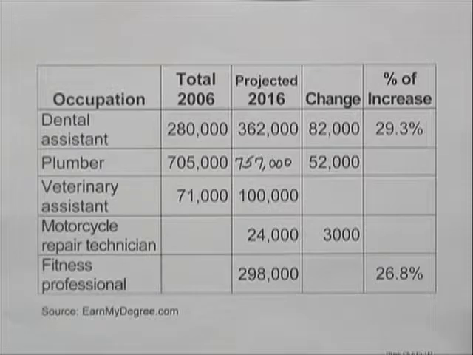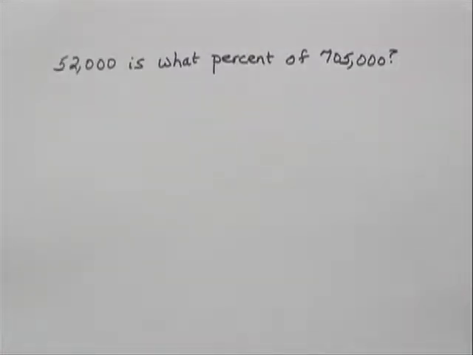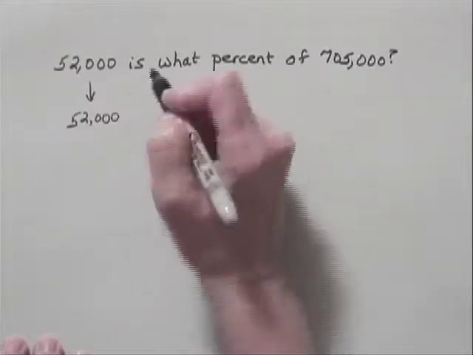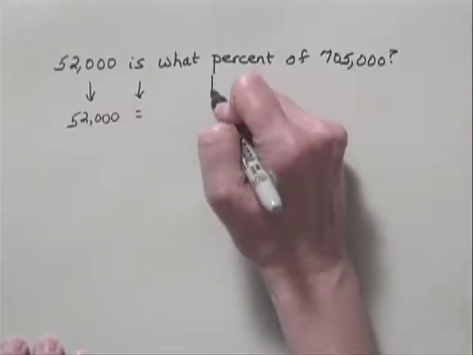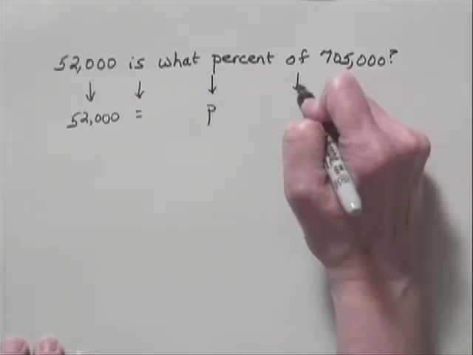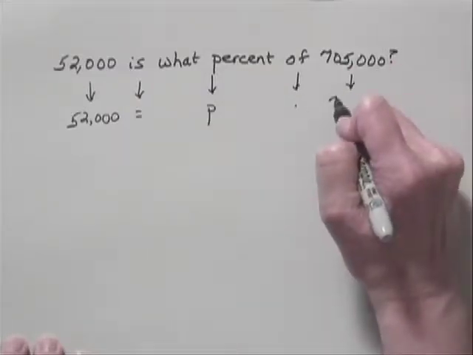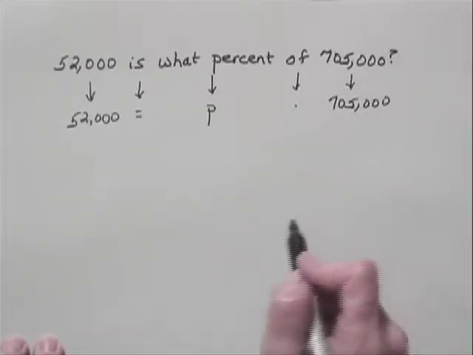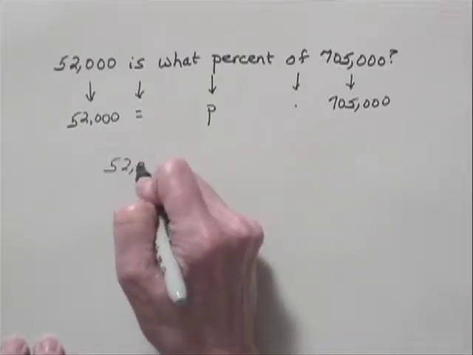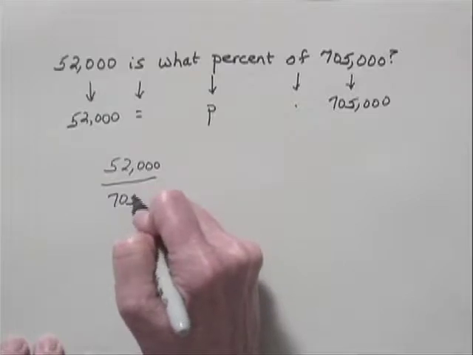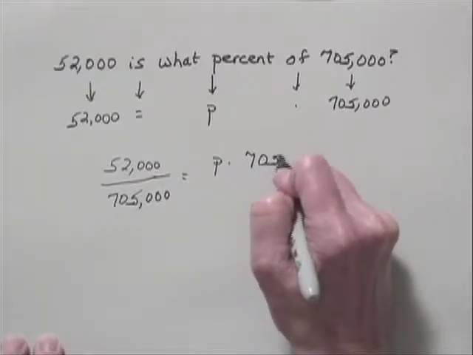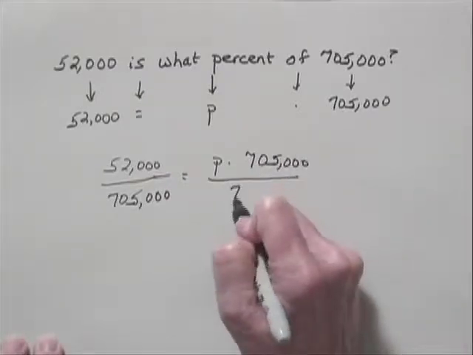757,000. Now we need to find the percent of increase. So we are going to solve an equation to find that. What we're asking is, 52,000 is what percent of 705,000? And this translates to 52,000 equals what percent, we'll call it P, of is times, and 705,000. Now we can solve this equation to find P. We can divide on both sides by 705,000. This is equal to P times 705,000 divided by 705,000.